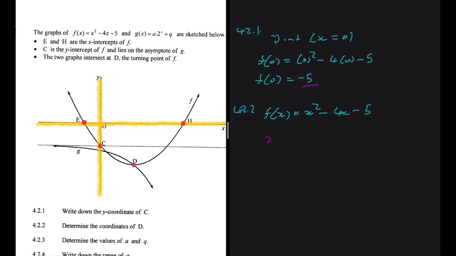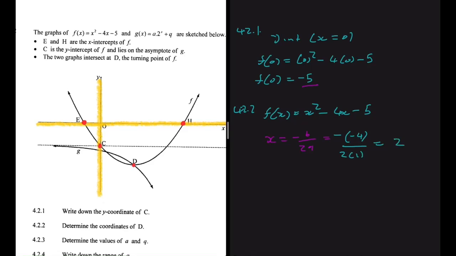We can say that x will be equal to minus b divided by 2a. So b is the coefficient of x, right? So that's supposed to be minus 4. And then a is the coefficient of x squared, so we're just going to have 1 there. So now we can see that x at the turning point should be equal to 2, right?